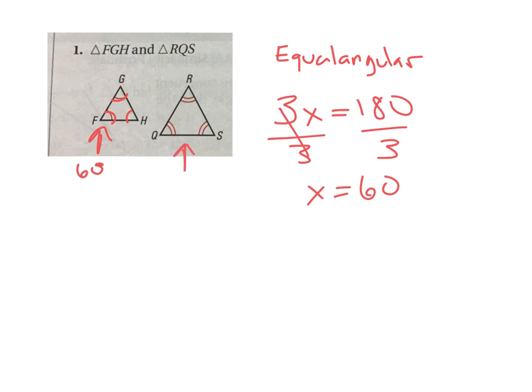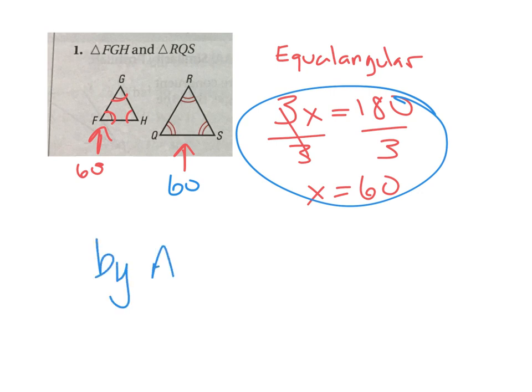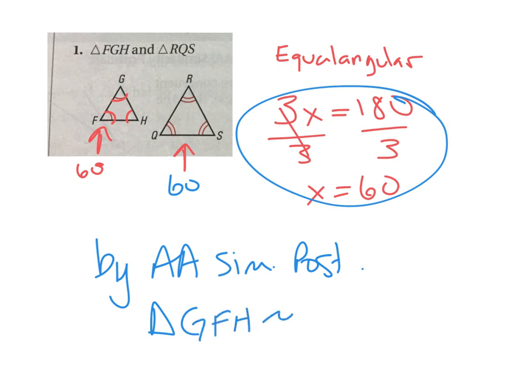What about this other triangle? Do all three of those angles equal each other? So you're going to do the same process. So then each of those angles equals 60. So now does it show that two angles on one of them equal two angles on the other one? Right. So then you would say by the AA similarity postulate, triangle GFH is similar to triangle RQS. So sometimes you gotta think outside the box.